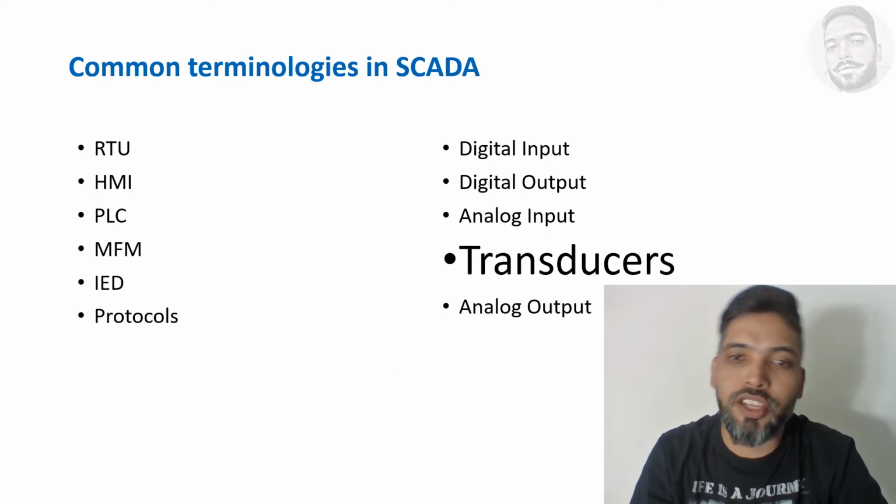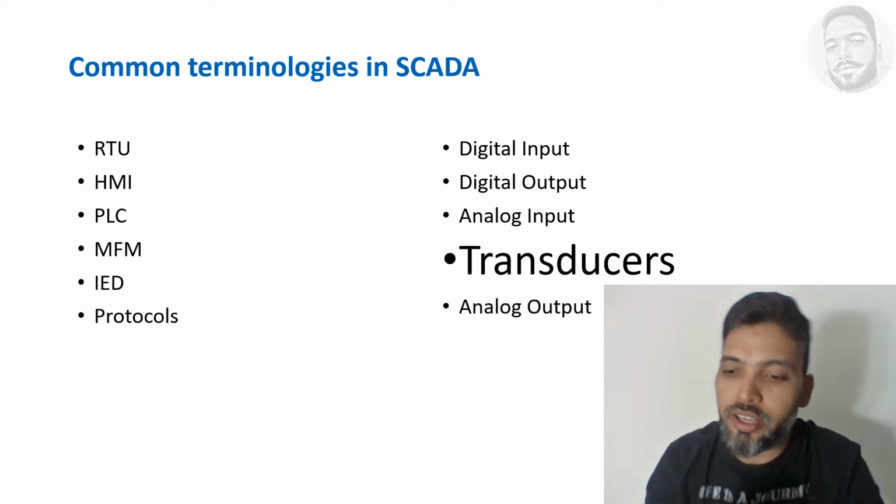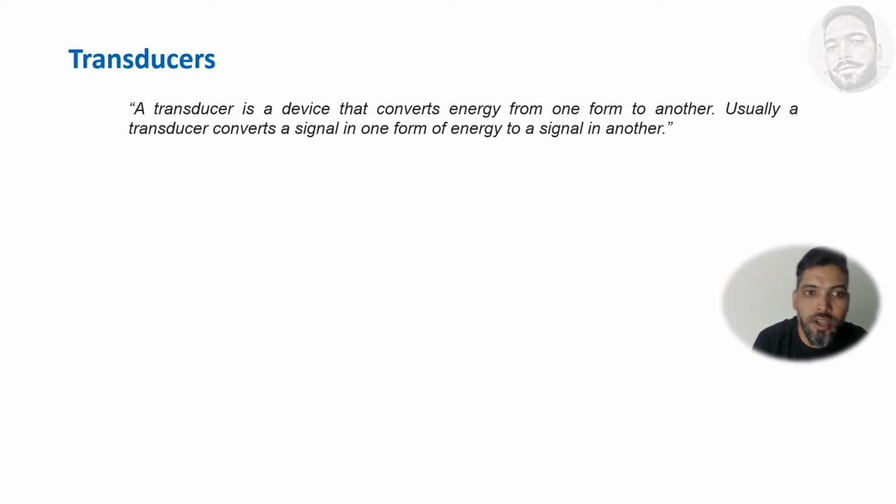Our next chapter is transducers. So let's talk about transducers. Let's start. What is a transducer? A transducer is a device that converts energy from one form to another. Usually a transducer converts a signal in one form of energy to a signal in another.